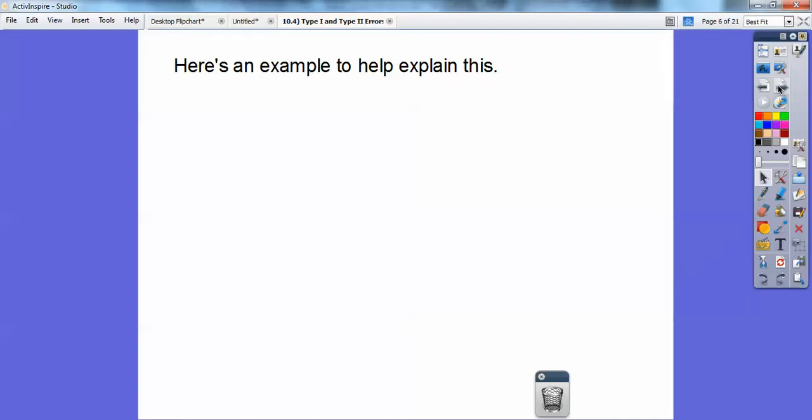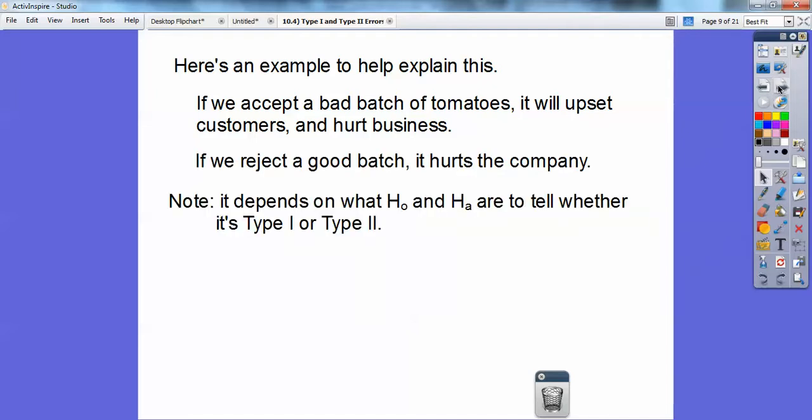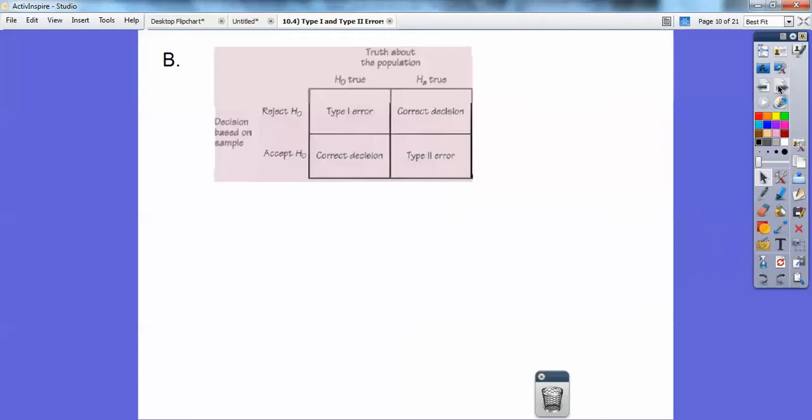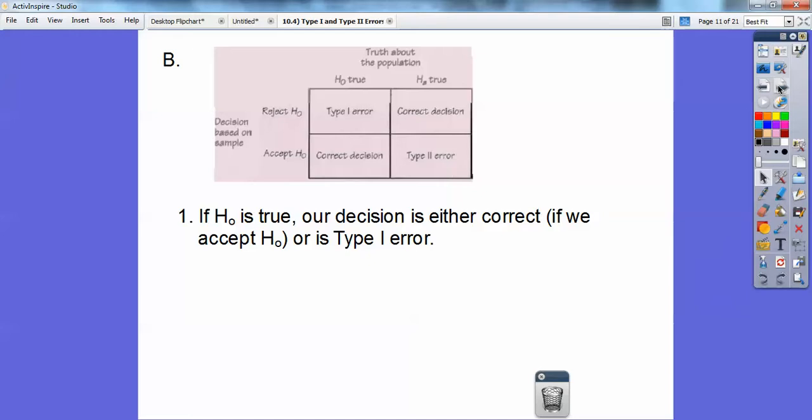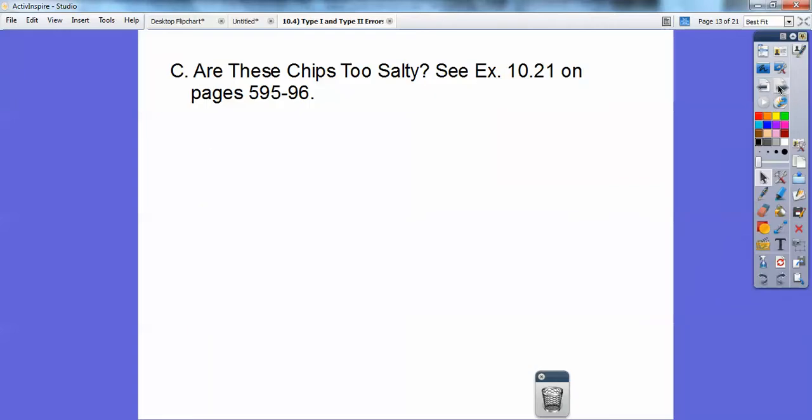So here's an example to help explain this. If we accept a bad batch of tomatoes, it will upset the customers and hurt your business. If we reject a good batch, it can hurt the company. So note, it depends on which you set up for H0 and HA to tell whether it's type 1 or type 2. Okay, so here we go. If H0 is true, our decision is either correct if we accept it, or a type 1 error. If HA is true, our decision is either correct or we reject it, and that would be a type 2 error.